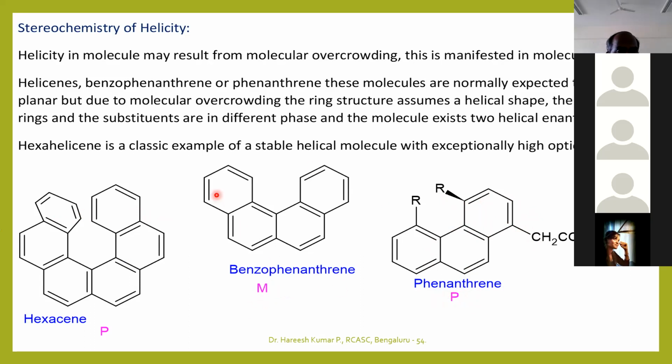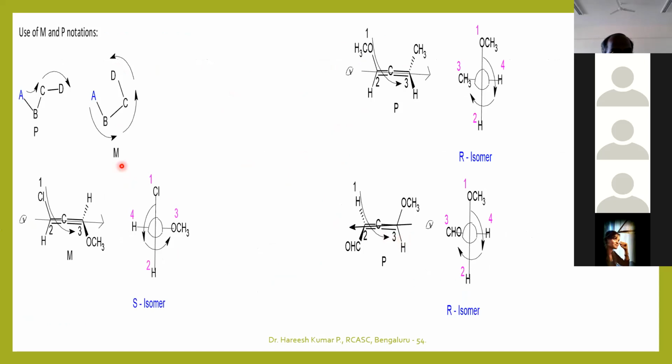That I will explain. So overall, what you need to remember is that helicity is because of the benzene rings, more particularly molecular overcrowding. Because of that, helicity is exhibited. So we can take an example so that you will be aware. Look here. P means, suppose there is a movement like this, A, B, C, D. If there is a movement like this, you can observe that.